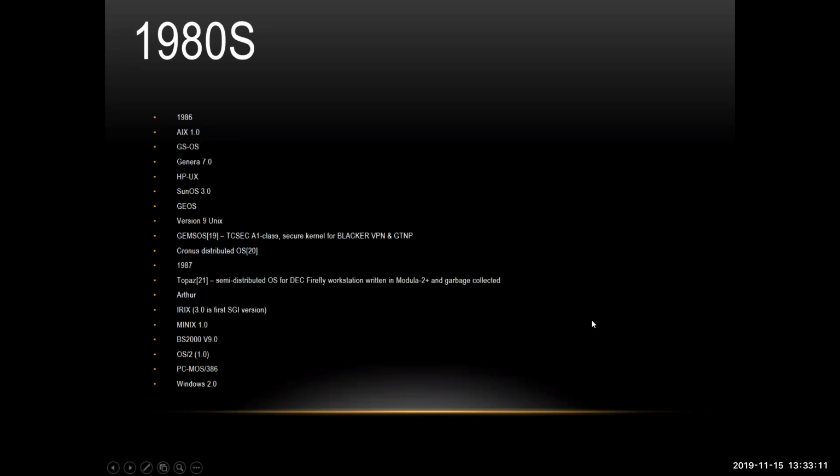And then 1986, we had the AIX 1.0. AIX is a series of proprietary Unix operating systems developed and sold by IBM for several of its computer platforms. Originally released for the IBM RT PC workstation, AIX now supports or has supported a wide variety of hardware platforms.